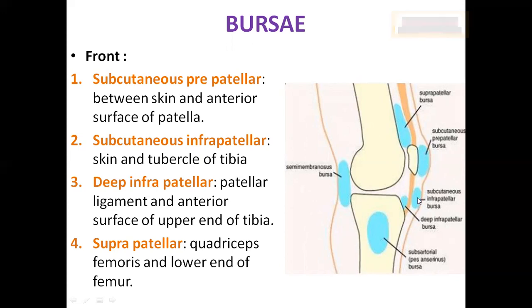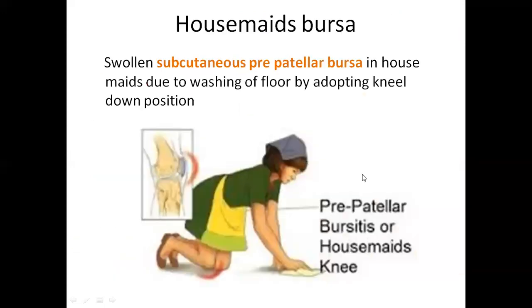Then we have the subcutaneous infrapatellar bursa, which is below the skin and the tubercle of the tibia. The deep infrapatellar bursa is behind the patellar ligament and the anterior surface of the upper end of the tibia. You can see it here. Then the suprapatellar bursa is this, which lies below the quadriceps femoris tendon and above the lower end of the femur.